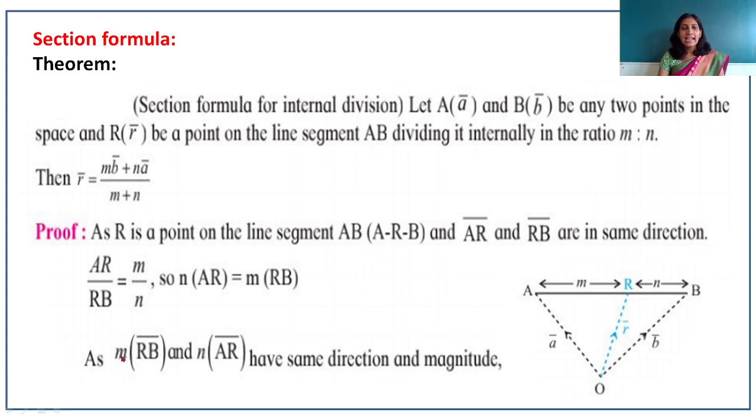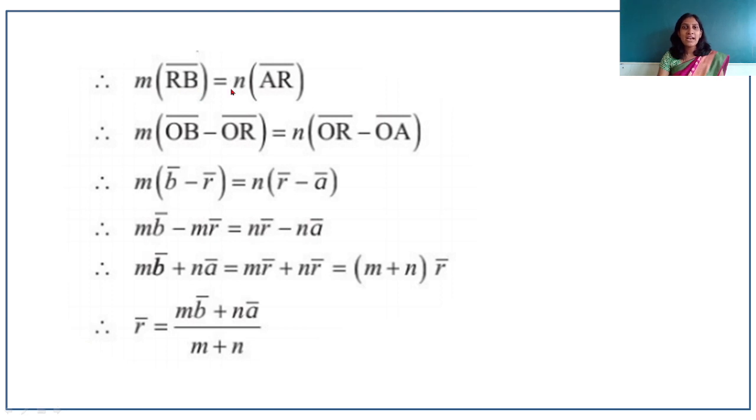Now, as m RB bar and n AR bar have the same directions and magnitude, these two have the same directions and magnitude. So we write m RB bar is equal to n AR bar. So these two values are also equal. So what is RB bar? RB bar is OB bar minus OR bar. And what is AR bar? AR bar is OR bar minus OA bar. So, OB bar is B bar, OR bar is R bar, OR bar is R bar, OA bar is A bar.